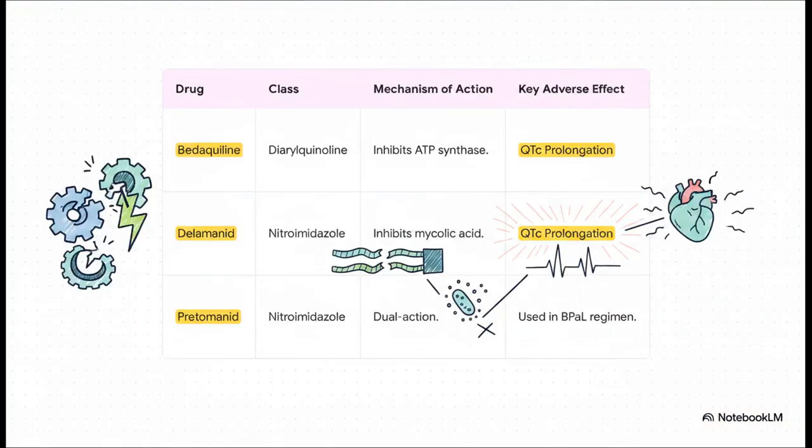Bedaquiline has a totally novel mechanism. It shuts down the bacteria's energy supply by blocking its ATP synthase. Delamanid and pretomanid are from a class called nitroimidazoles that block mycolic acid synthesis. But look at that last column, the key adverse effect.